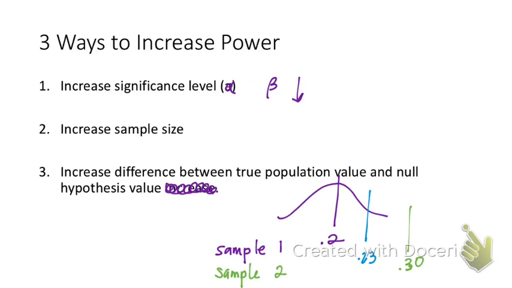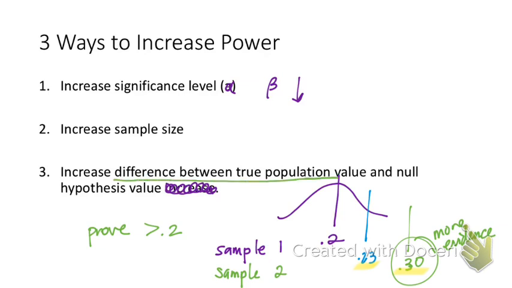Between 0.23 and 0.3, which one gives me more evidence against the 0.2? The one that is further away gives me more evidence, because it is so far away from the 0.2, and we're trying to prove that it's greater. A sample that's close to 0.2 doesn't give me a lot of evidence, but a sample that's really far away from it gives me more evidence. So that's what it means, the difference between the true population value and the null hypothesis value.